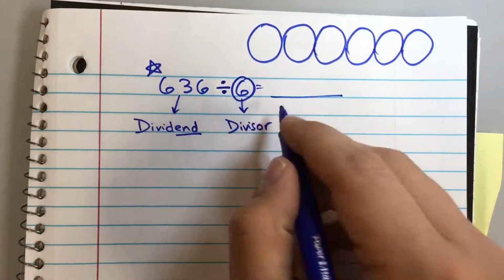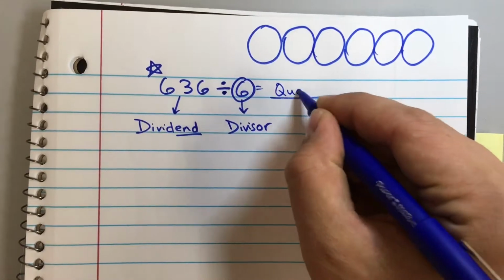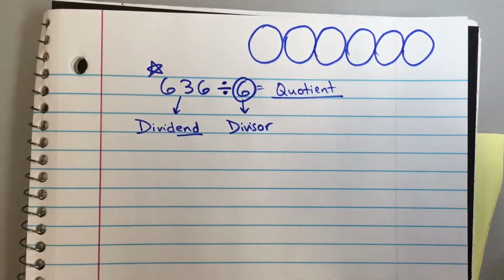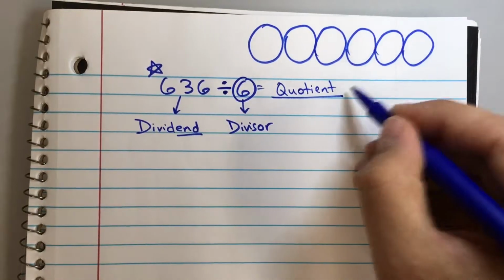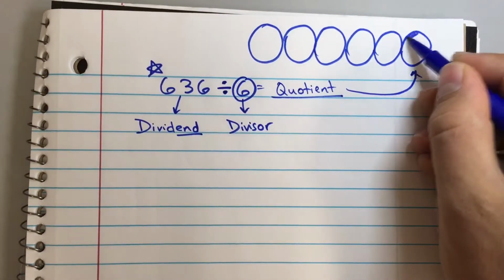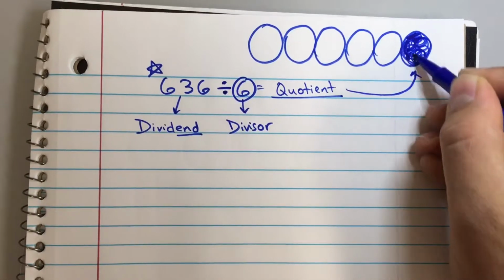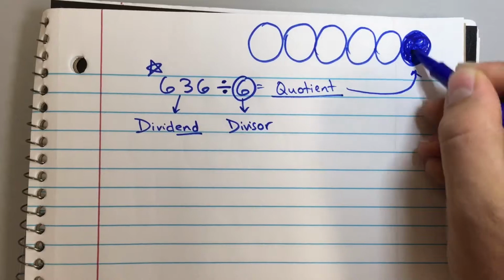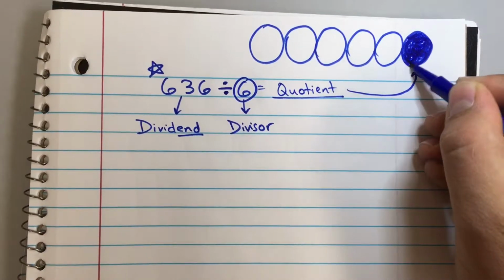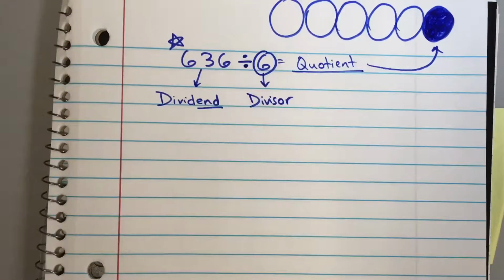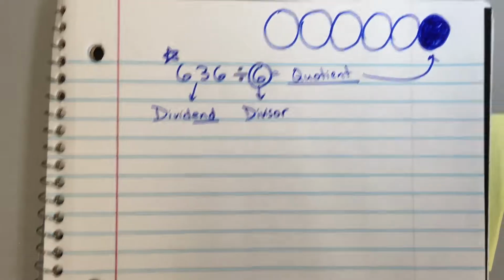Okay, the answer to any division problem is called our quotient. And it's also telling me how many in just one of these groups. And that is our quotient. Dividend, divisor, and quotient.